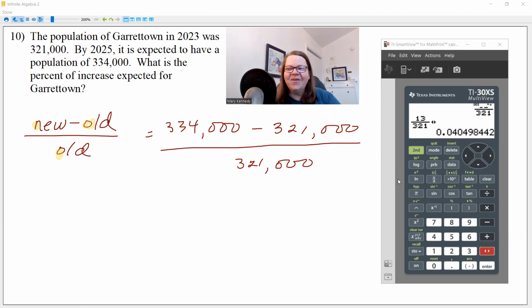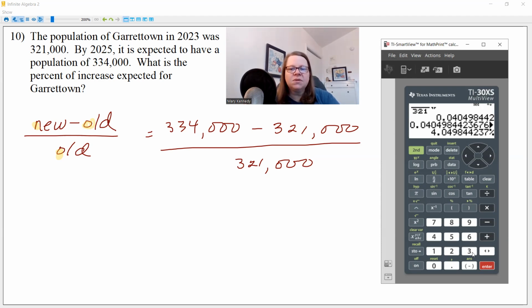All right. So 0.04. Now that's not a percent. Now you can always hit second, change it to a percent and do this. So it's about 4.05%. 4% would probably be a good answer.